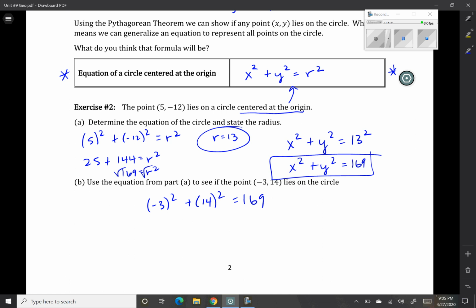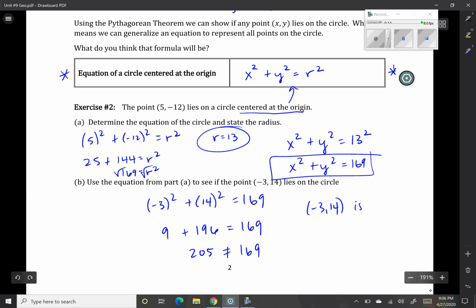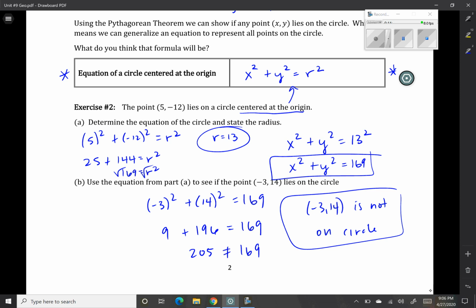So if I do 3 squared, that's 9. 14 squared, that's 196. And if I add those two things, I get 205, which is not equal to 169. So I can say the point -3, 14 is not on this circle. So if I was to graph this circle with a center at 0, 0 and a radius of 13, -3, 14 would not lie on that circle that I drew.